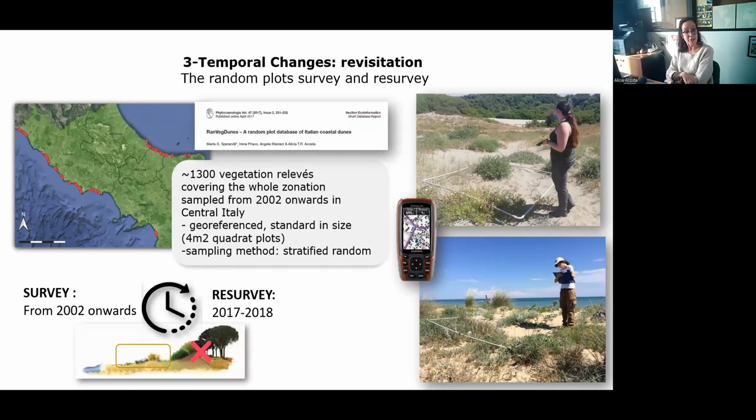In 2002, we started to perform vegetation random plots with standard methods and georeferencing with GPS. This was the beginning of RanVegDunes, a vegetation database that included only random plots, so a different database from the one I mentioned before, VEC Dunes, that included only phytosociological relevés conducted by different people. In 2017, Marta Gaya Sperandi started with the resampling of the oldest random plots. And let's see main results.